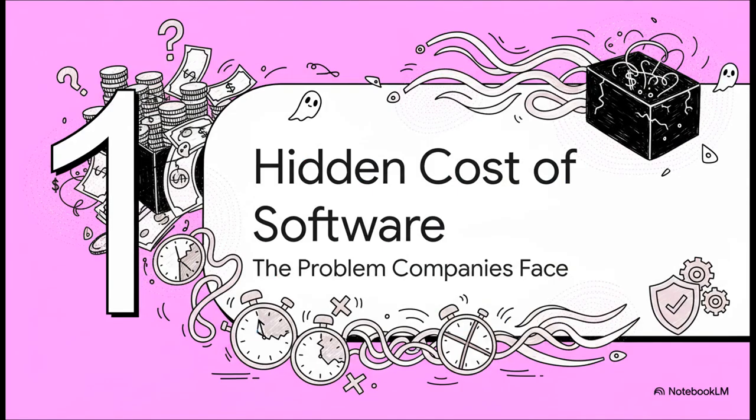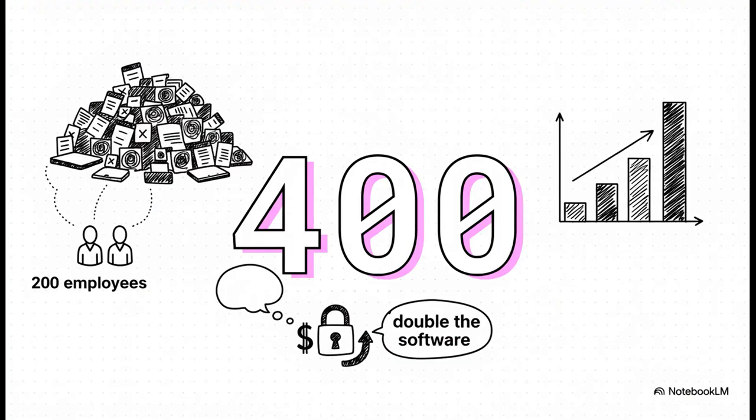Okay, first things first. Let's talk about the hidden costs of software, because this is really where you start to see just how much money and time is slipping through the cracks when there isn't a proper system in place. And to get a sense of just how big this problem can get, check this out. A pretty small company, say 200 employees, could easily be paying for up to 400 different software licenses. Yeah, you heard that right. That's literally double the software for the number of people. A huge chunk of that is probably just sitting there gathering digital dust.